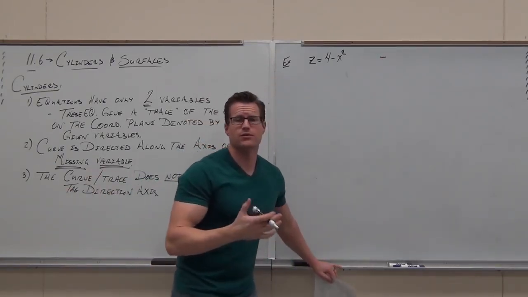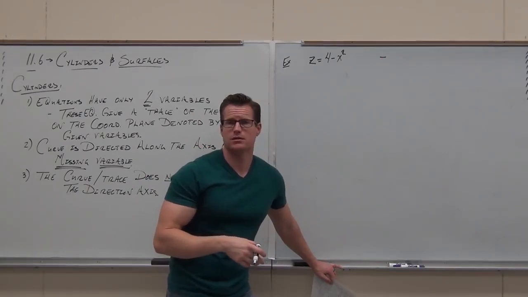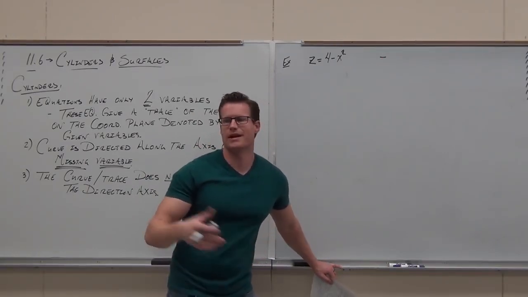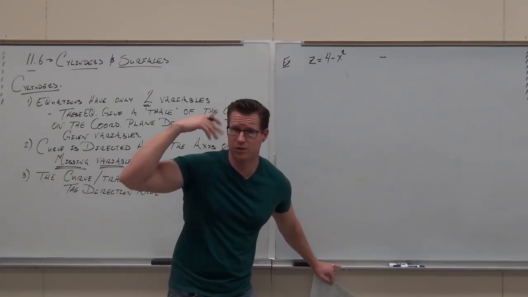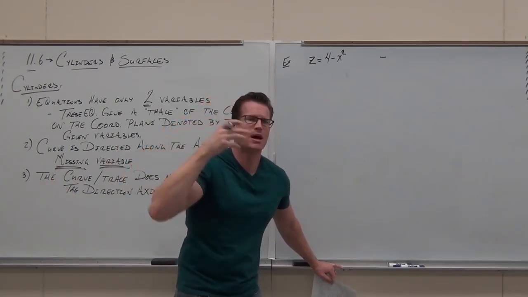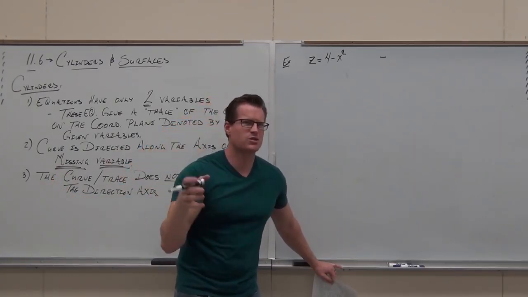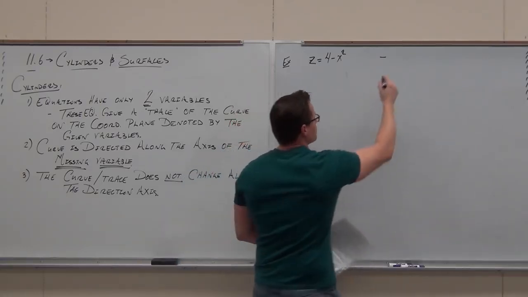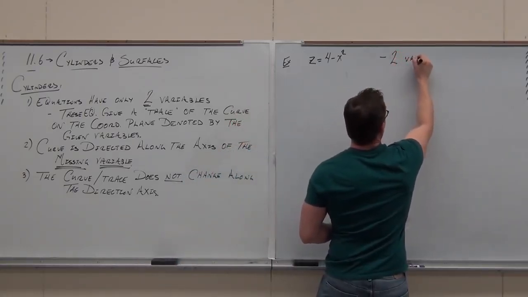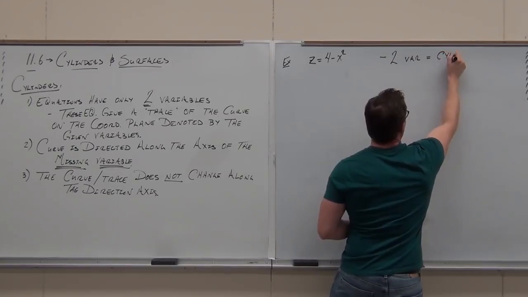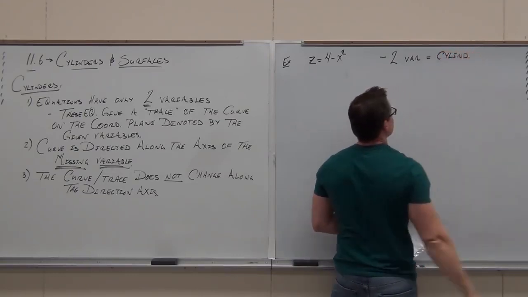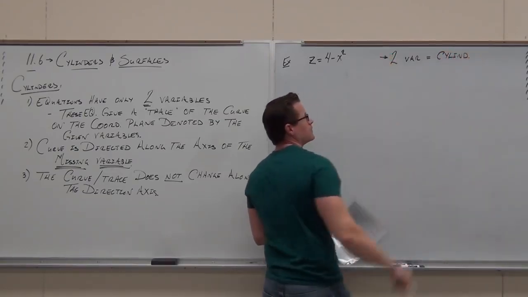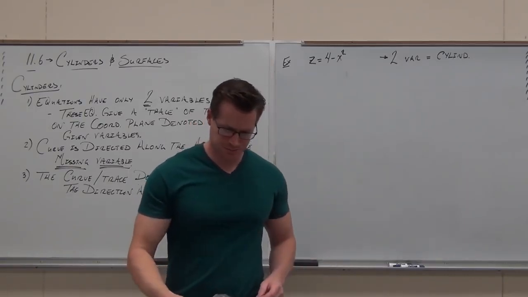So what I mean by write down everything that we know about it. Well, firstly, count the variables. How many variables do you see? 2. What's that mean? A surface or a cylinder? And actually, we're not in surfaces yet, but this is the way I want you to think. I'm modeling how my thought process goes. How many variables do we got? 2. That means we have a cylinder. Write it down. Two variables means we got a cylinder, for sure.